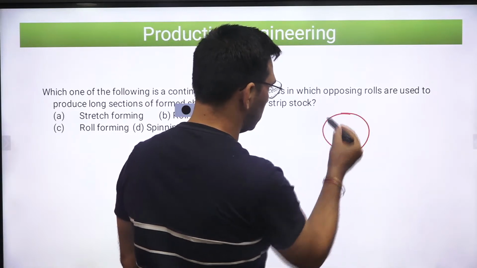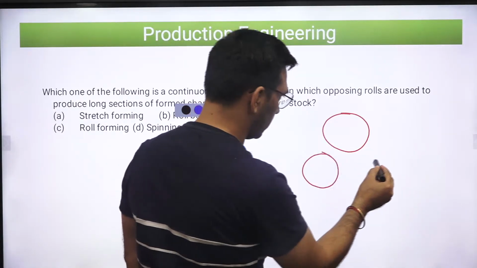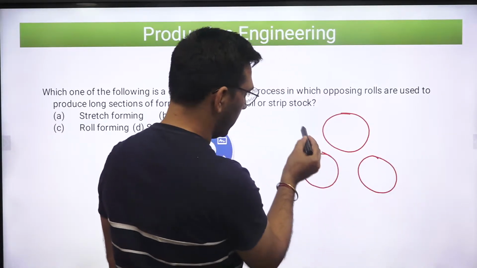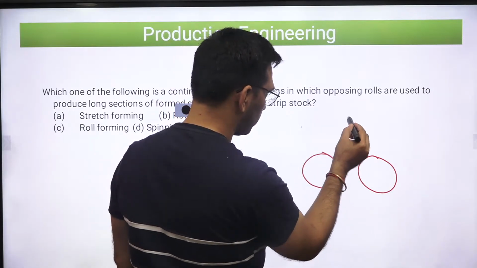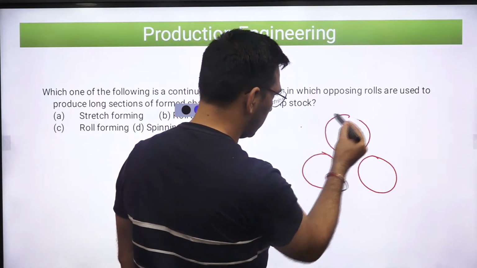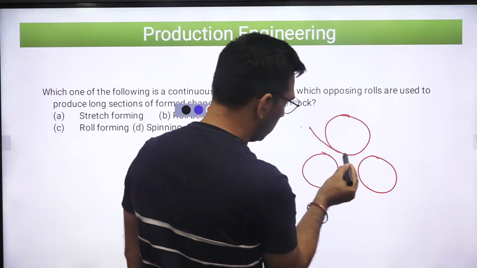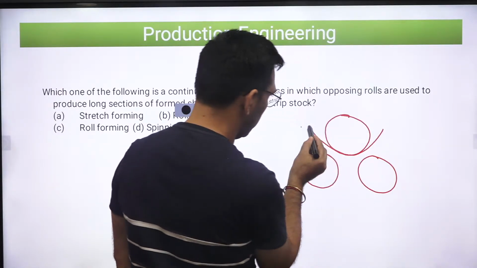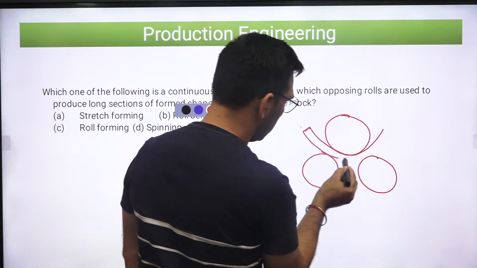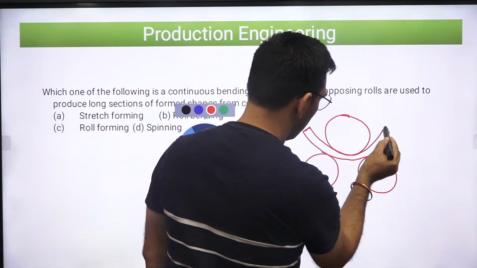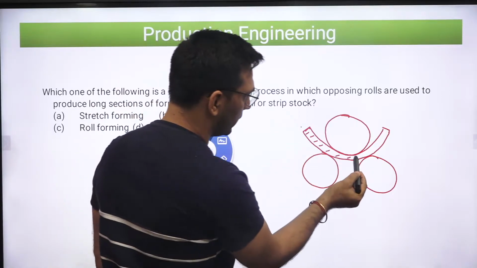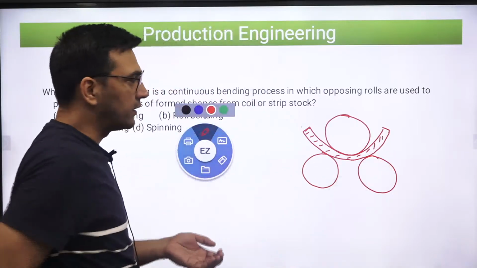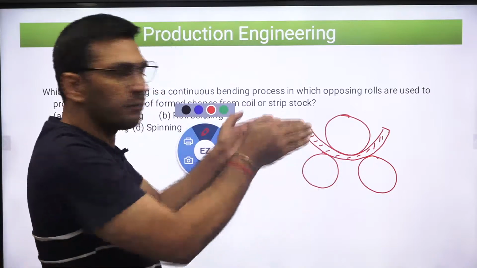Okay, one roll is over here, another roll is over here, third roll is over here, let us say. And I will pass that sheet from here, and it should be a little close so that something this way. Let us say, got my point? So let us say this is a plate, right? And I want to bend it. I can bend it, obviously.